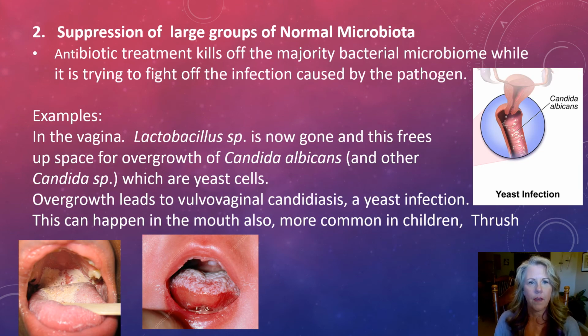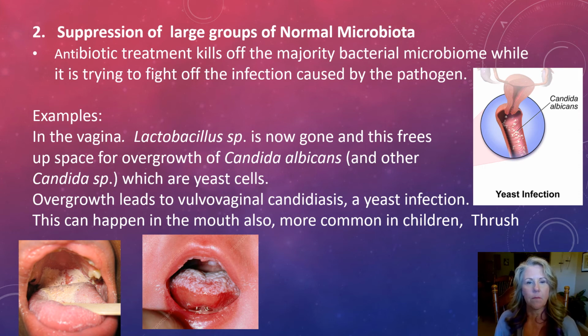Okay, another way it can be harmful to the human host is suppression, and you've got to hang with me on this one, suppression of large groups of the normal microbiota or normal flora. Antibiotic treatment kills the majority of our bacterial microbiome while it's trying to fight off the infection caused by the pathogen. When we're taking antibiotics, yes, we want it to kill the pathogen, but as it turns out, it will also take out a lot of our microbiome, giving us that protective role. So if we're taking out large portions of our microbiome, that's what I'm talking about.